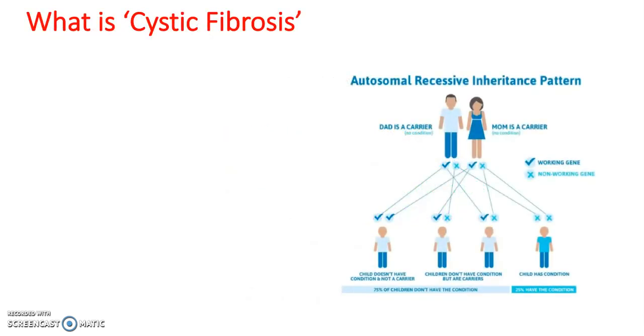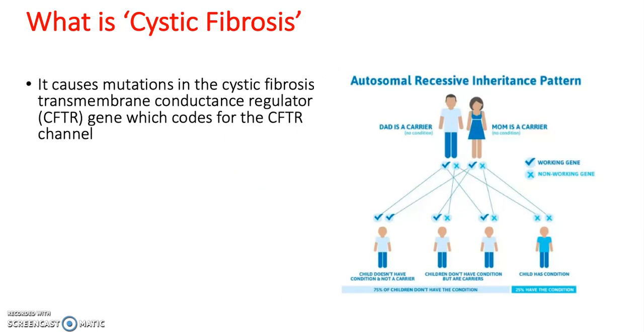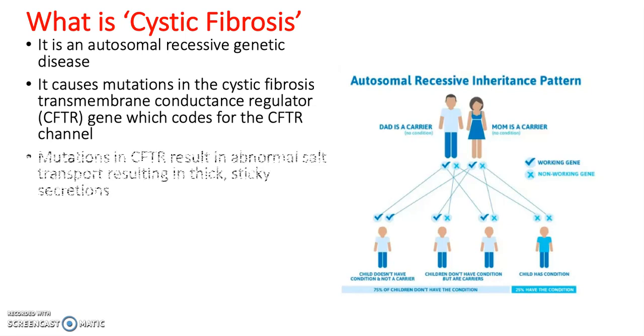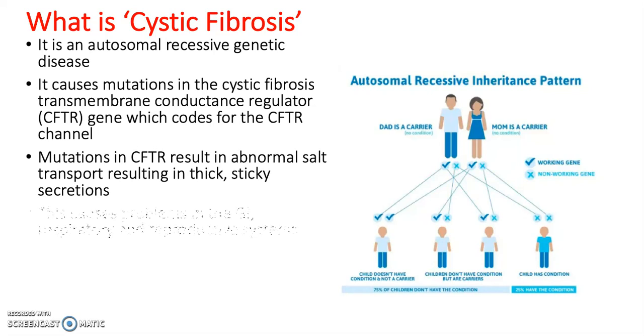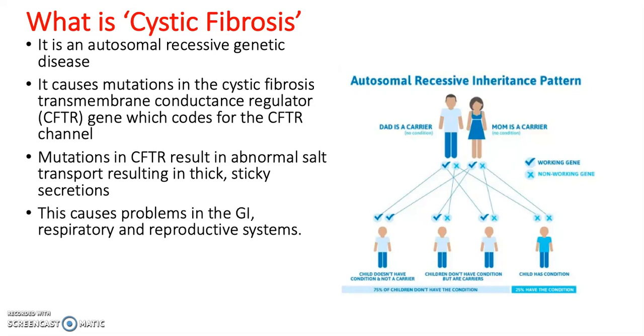So what is cystic fibrosis? Cystic fibrosis is caused by mutations in the cystic fibrosis transmembrane conductance regulator, or the CFTR gene, which codes for the CFTR channel. It's an autosomal recessive genetic disease. Mutations in the CFTR result in abnormal salt transport, resulting in thick, sticky secretions. This can cause problems in the GI, respiratory, and reproductive systems.